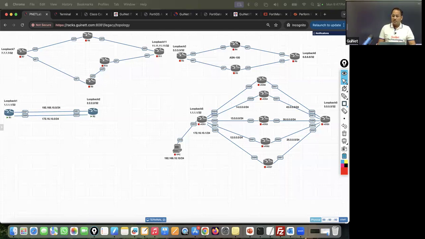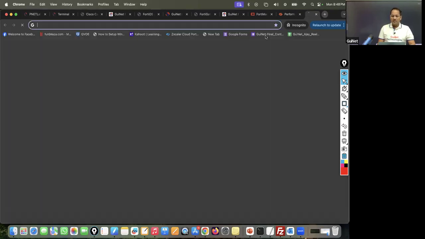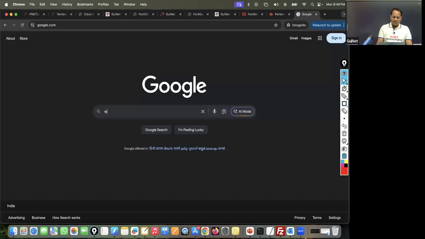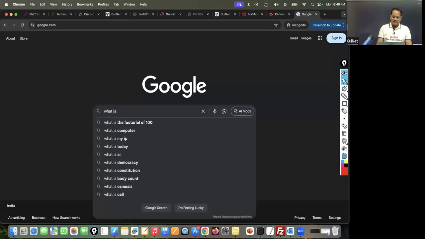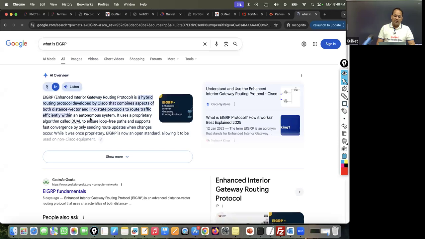EIGRP is known as the Enhanced Interior Gateway Routing Protocol, right? If you search for what EIGRP is, you are going to find that it is the Enhanced Interior Gateway Routing Protocol.